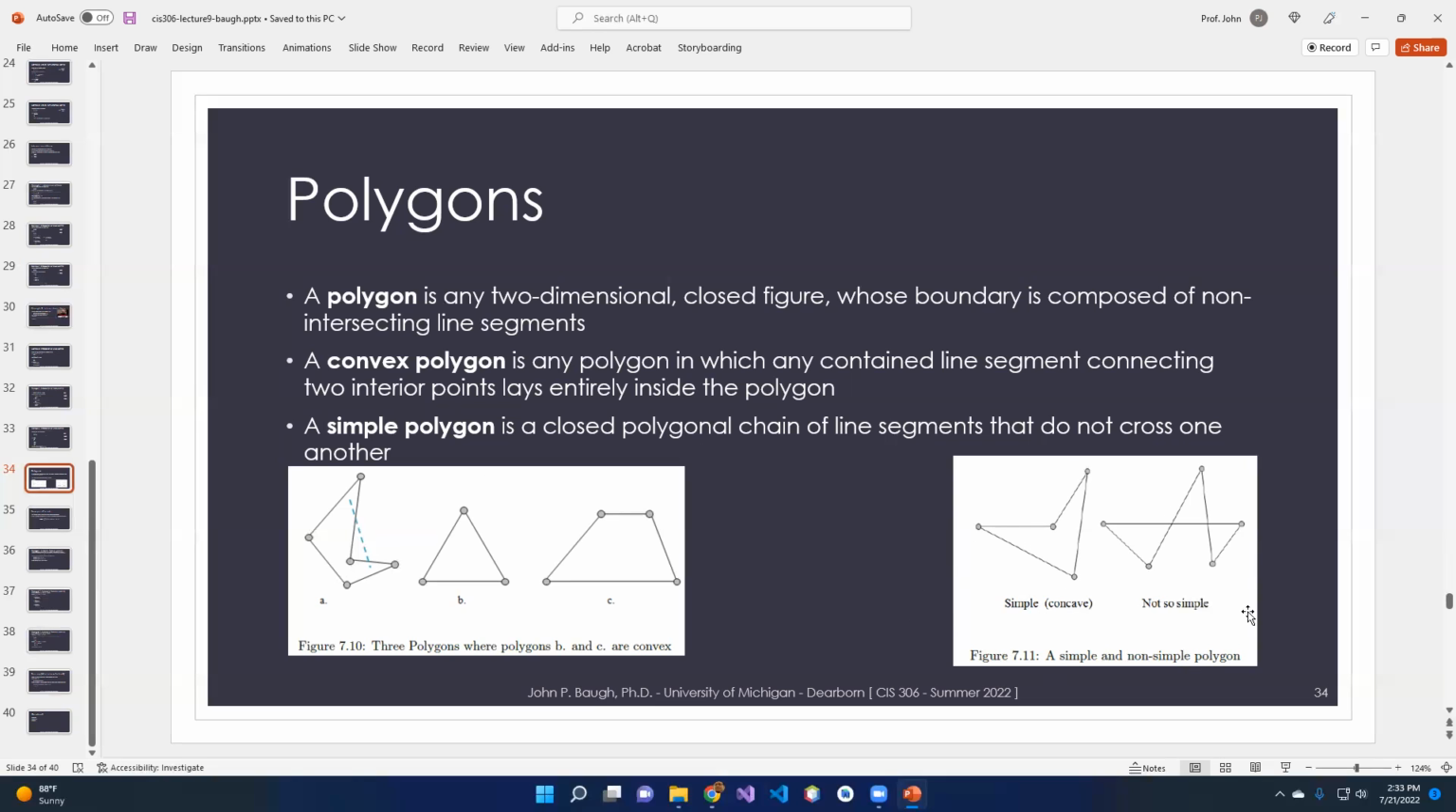Okay, and then over here, we have simple polygons. A simple polygon is a closed polygonal chain of line segments that don't cross one another. So this one over here is not convex. It is a concave polygon, the one on the left, but none of these edges cross each other. This one, on the other hand, is not a simple polygon because you have edges that are crossing one another like that.